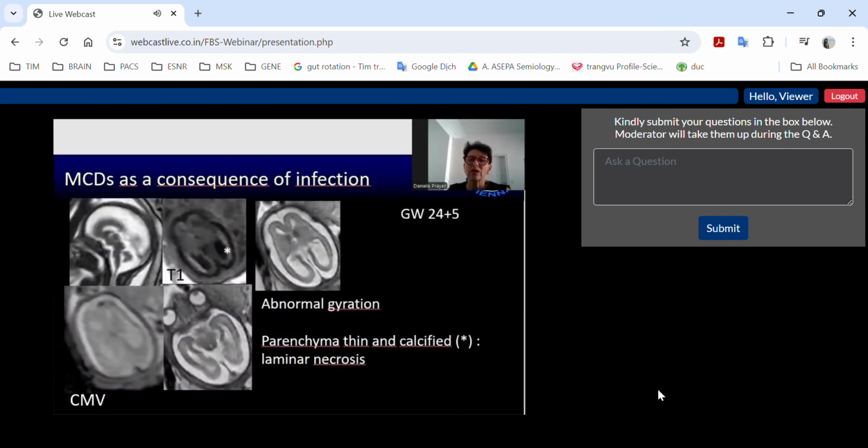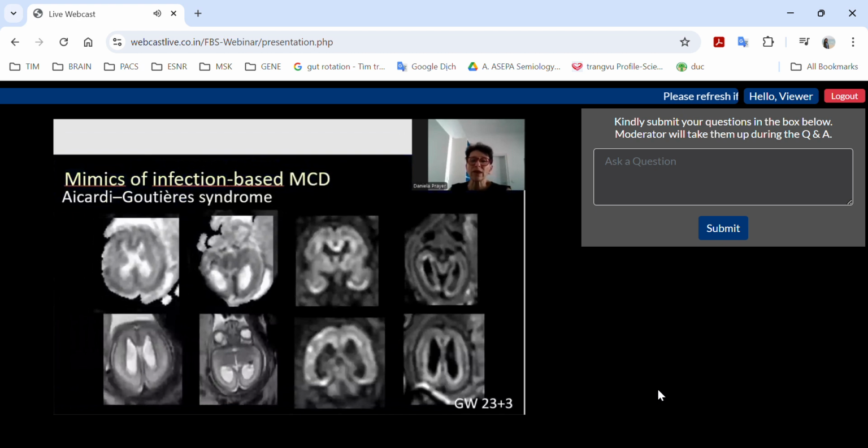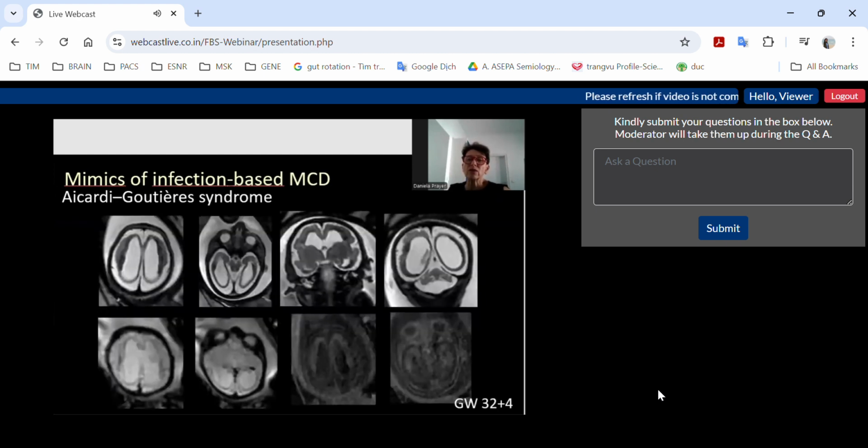The next case, in gestational week 25, you see a huge malformation of the cortex with a thin and calcified parenchyma pointing towards laminar necrosis. If you see cases like that and you don't find the underlying infection, it may be a mimic of an infection-based MCD. Here, for instance, we see an example of Aicardi-Goutières syndrome. This is a fetus in gestation week 24, where the extent of this cortical malformation is not yet obvious, but when we look at this fetus in gestation week 33, you see that the cortex is destructed and the non-destructed regions are polymicrogyric. Of course, there is also a widening of the ventricles and cerebellar impairment and calcification.